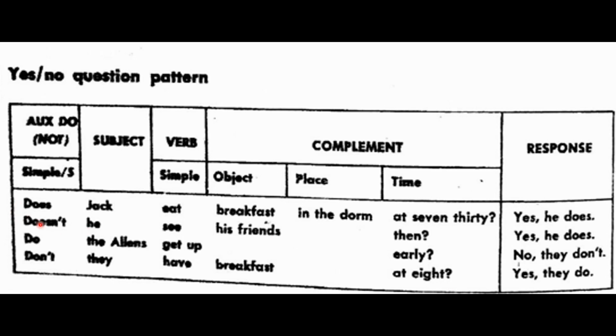Note that the word order starts with an auxiliary, does, then followed by the subject and the main verb. In this case, the main verb should be simple because we have does and do, doesn't and don't. Does eat, doesn't see, do get up. So we don't have to add S forms to eat and see.